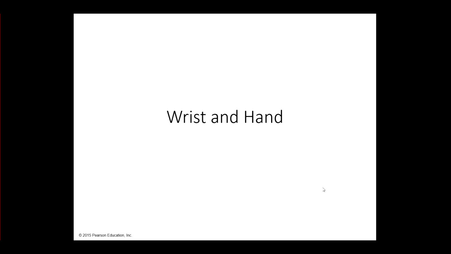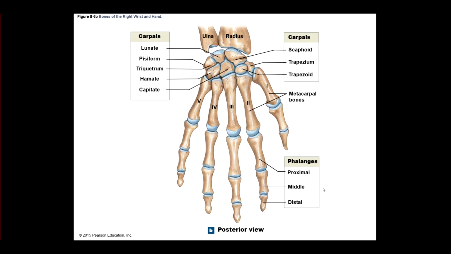So the last part of the upper extremity that we want to look at is going to be the wrist and the hand. So our wrist is made up of 8 carpal bones, right? Carpal means wrist. 4 of the carpal bones are going to be in a row that is proximal, the proximal row, and then the other 4 are going to be distal.